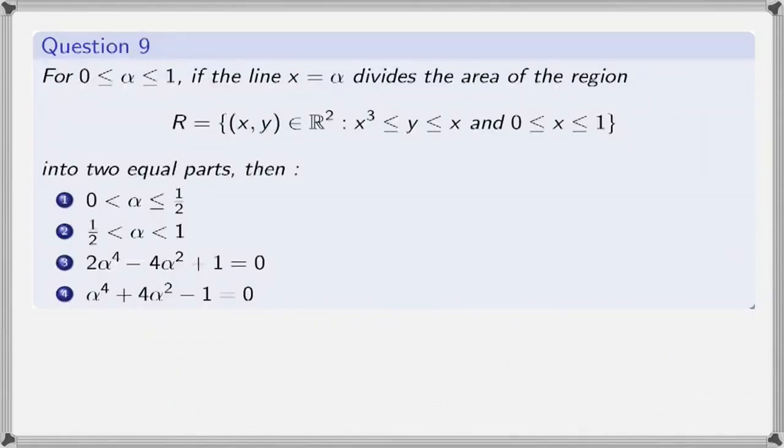In this question, we are given a region R which contains all pairs of real numbers x, y whose y coordinate lies between x cube and x and whose x coordinate lies between 0 and 1. We are also given a real number alpha in the closed interval 0, 1 so that the line x equals to alpha divides the region R into two equal parts. Then we are given here four options. We have to find out what are all the conditions satisfied by alpha. To solve this, we shall try to first draw the region R.